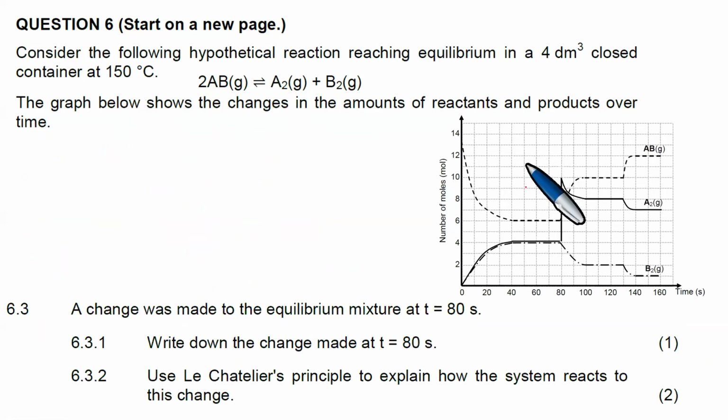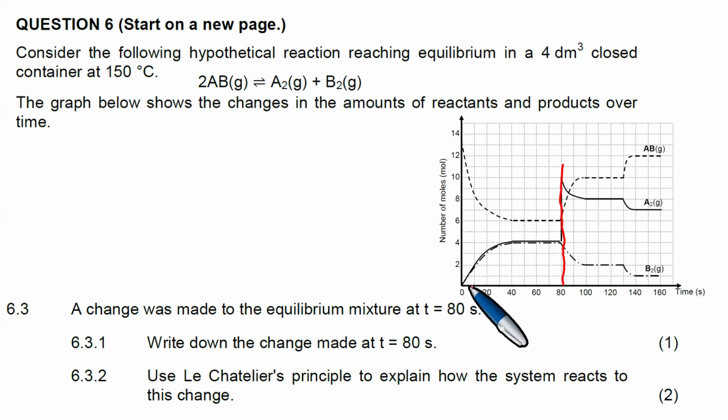Now we have the information above. A change was made to the equilibrium mixture at t equals 80 seconds. So t is time in seconds. At 80, a change was made. Okay, let us see what the examiner is saying. Write down the change made at t equals 80 seconds. What change was made at t equals 80 seconds?